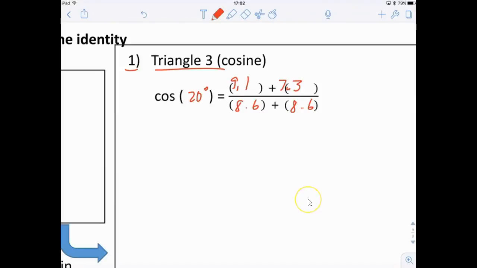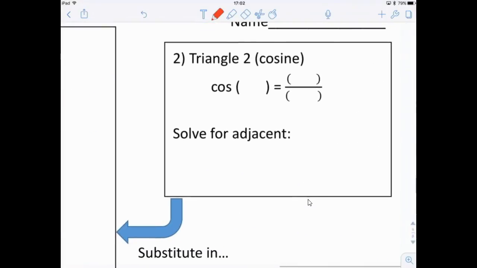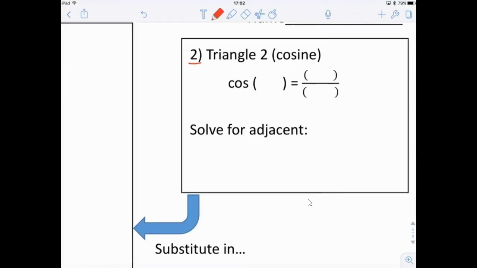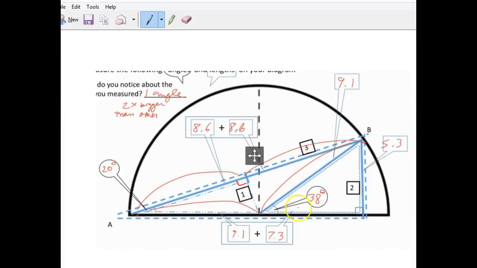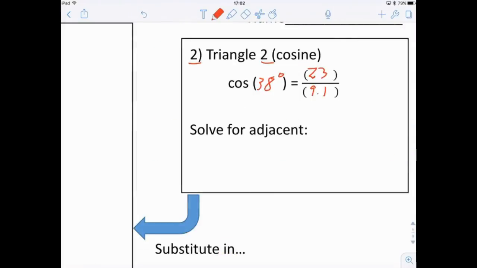Now I'm going to look at number 2. I did it all out of order, sorry about that. Triangle 2. Now I'm going to find the cosine of triangle 2. Triangle 2, remember, is a small triangle here. The cosine of this one would be 7.3 divided by 9.1. And this angle here, of course, is the big angle. It's 38 degrees. Now let me show you what I wrote here. There you go. Now, just let me erase that. There's 7.3. Alright, now we're going to solve for the adjacent.